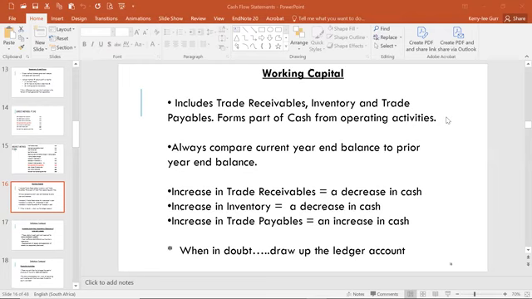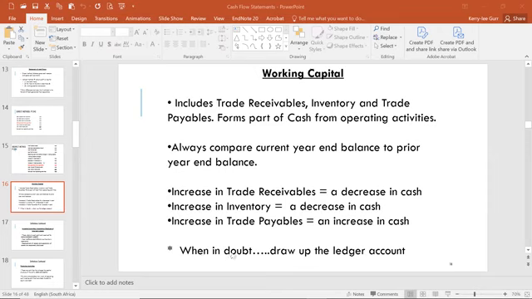We need to perhaps include items such as prepaid expenses, income received in advance. So all those types of accruals will also need to be included as part of either trade receivables or trade payables for us to get this difference or movement from opening balance to closing balance. And that is what we're trying to do here, we're comparing our current year balance with that of the prior year, and we're trying to ascertain, was there in fact an increase in these particular balances or a decrease?